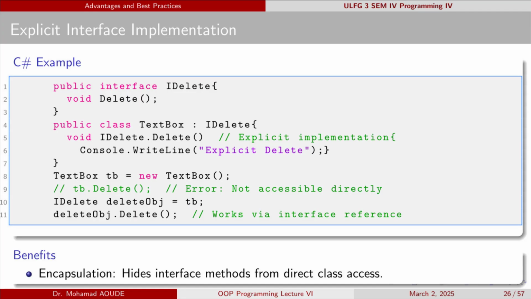Here's a concrete example. TextBox implements IDelete using explicit implementation. You cannot call tb.Delete directly. This line would cause a compile time error. Instead, cast tb to IDelete and now you can access Delete. This design promotes encapsulation and is ideal when methods are meant to be used through abstractions, not directly from the concrete class.